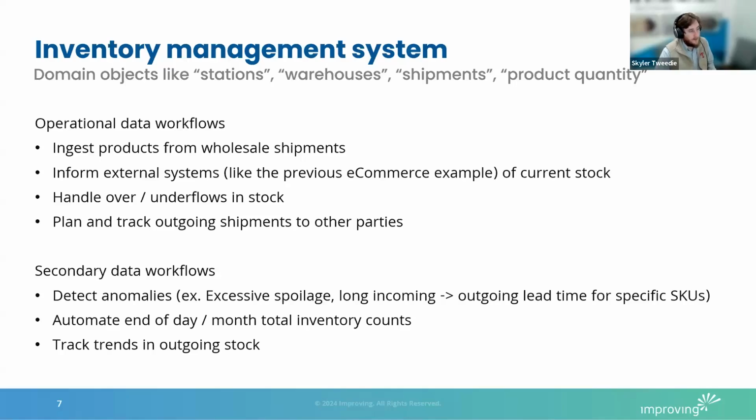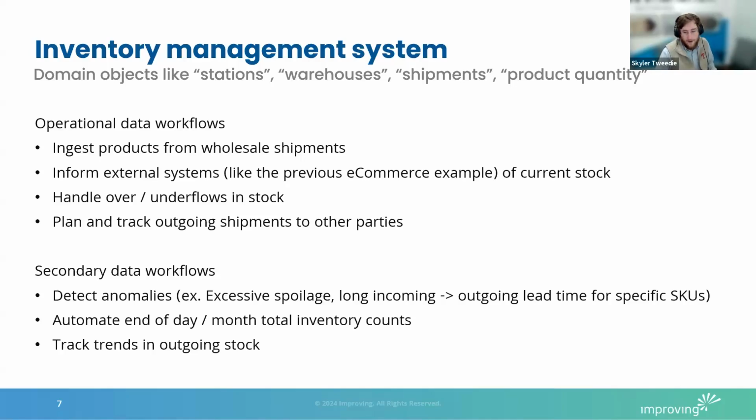You can automate the end of day, end of month total inventory counts. So let's say I have an automated process that runs, crunches through all of the inventory changes that have happened over the day, and reports that number. So you can see at any time, at the end of the day or at the end of the month, here's how much of each SKU we have in each warehouse. And you can also track trends in outgoing stock. These are just sample analytics.